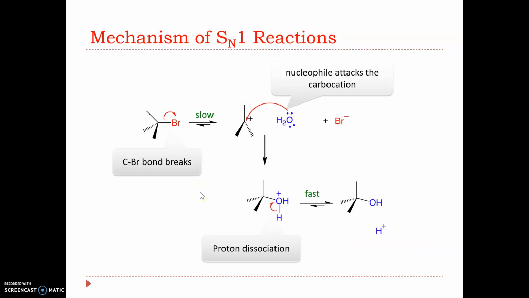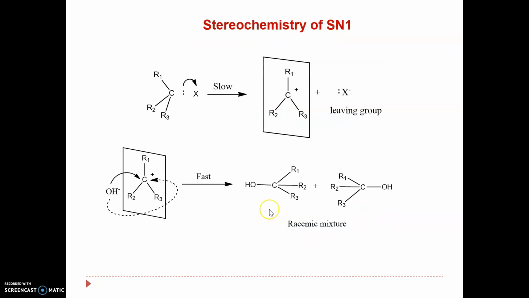Now consider the mechanism of SN1 reaction in case of reaction between 1-bromo-1,1-dimethyl ethane and water molecule. In the beginning, the bond between this carbon atom and the bromo group gets broken to form a carbocation. This is the carbocation. After the formation of this carbocation, the nucleophile, which is water in this case, attaches to this cationic carbon atom, followed by dissociation of proton to form this final product. Here dissociation of proton takes place.